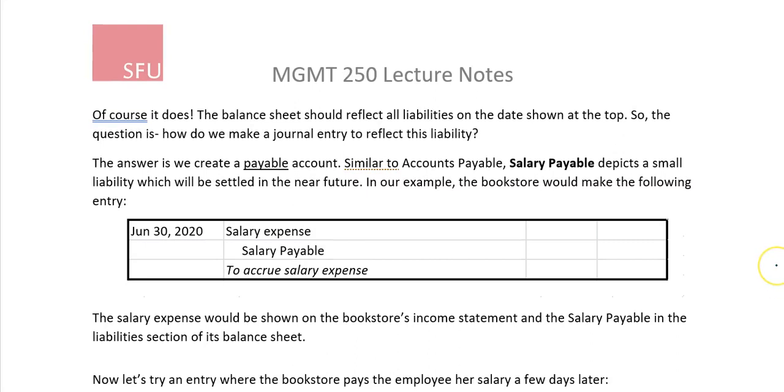Of course it does. The balance sheet should reflect all liabilities on the date shown at the top. So the question is, how do we make a journal entry to reflect this liability? The answer is we create a payable account. Similar to accounts payable, salary payable depicts a small liability which will be settled in the near future. In our example, the bookstore would make the following entry. So take a minute here and try this, and we will go over this journal entry in 30 seconds in the same video.